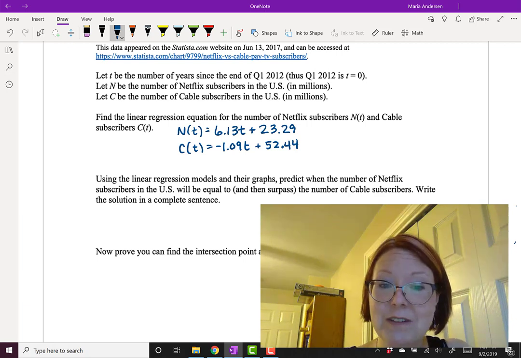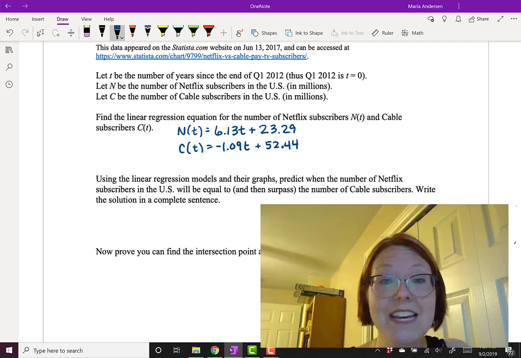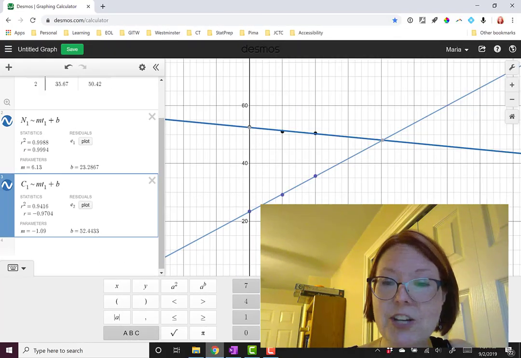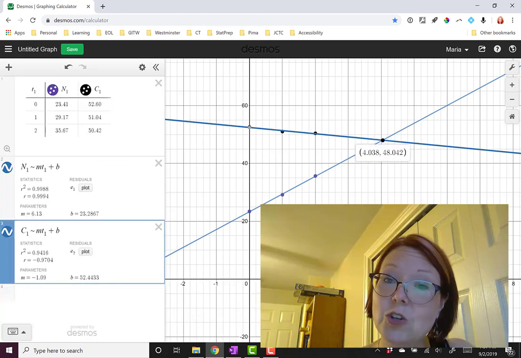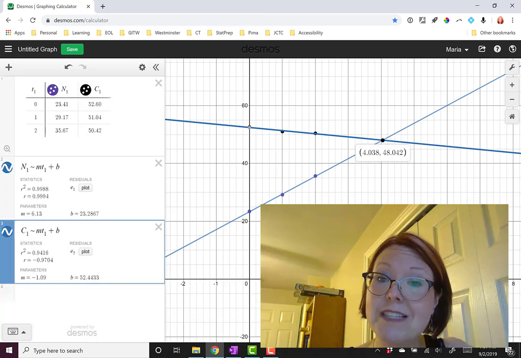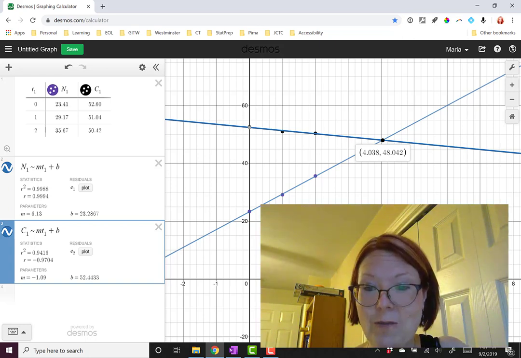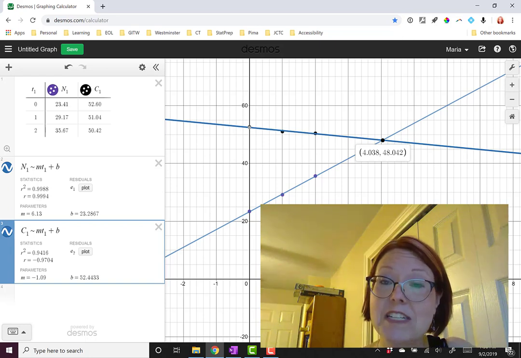Now that we have these two linear regression models and their graphs, let's go ahead and predict when the number of Netflix subscribers in the US will be equal to and then surpass the number of cable subscribers. We can do that by jumping over to this Desmos graph. If we tap on the point where the two lines are equal to each other, in other words, the intersection point, we can see that the intersection is 4.038, 48.042.